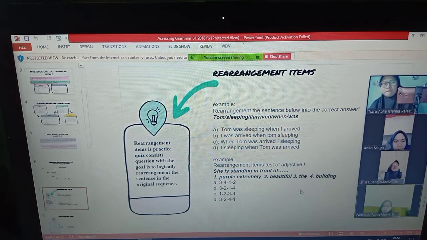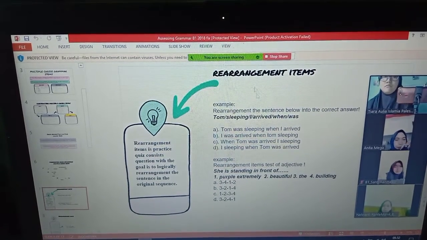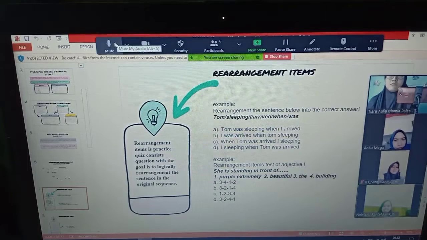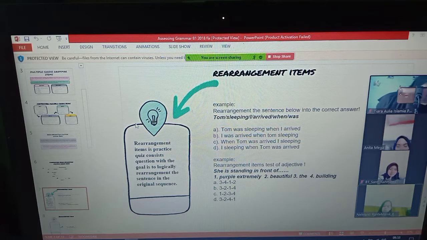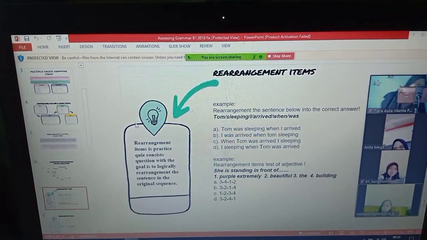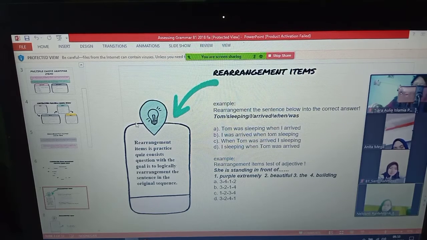Now is about rearrangement items. Rearrangement items is a practice quiz consisting of questions with the goal of the logical rearrangement of the sentence in the original sequence. Jadi rearrangement atau penataan ulang atau dengan kata lain adalah menyusun ulang, yang adalah bentuk soal latihan dengan tujuannya untuk menyusun ulang sebuah kalimat secara logis sesuai dengan urutan aslinya atau sesuai dengan struktur sentence atau secara gramatikal.